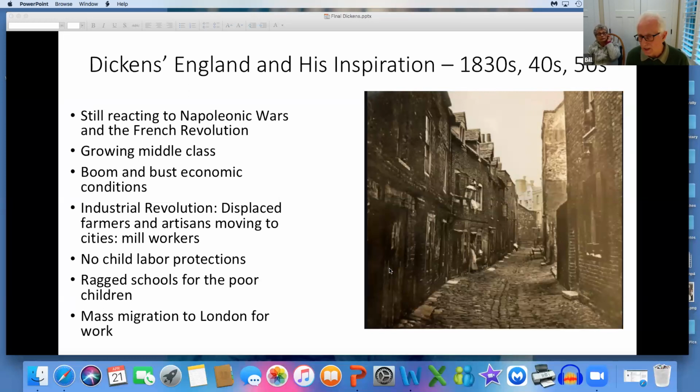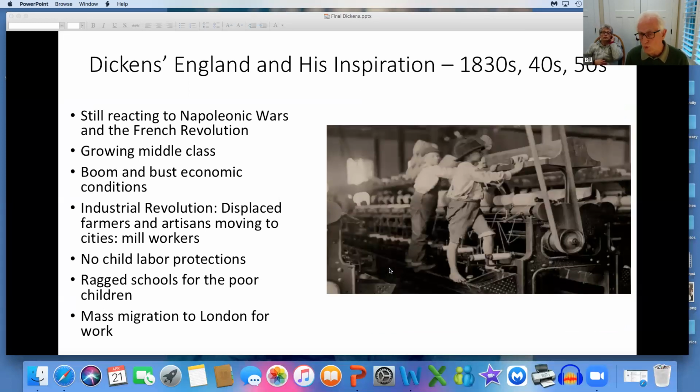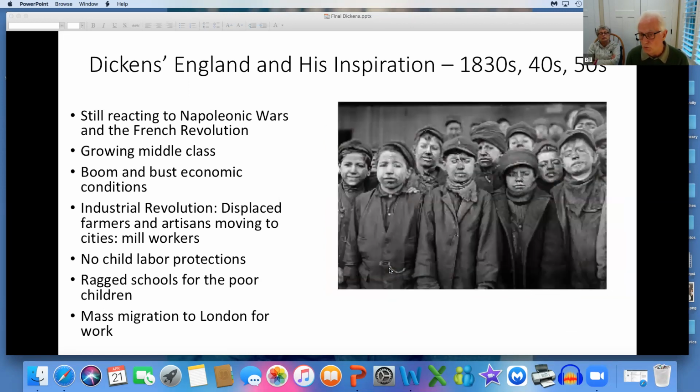There were no child labor protections. There were orphans everywhere. People came to the city. There were no social safety nets. People starved. Children were put to work in factories. No protection. No schools. However, the churches, after a while, around the 40s or so, started to react to this, and they created what were called ragged schools. They were called ragged because people showed up in rags. There were no schools per se.